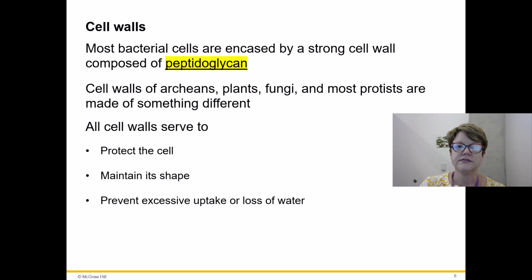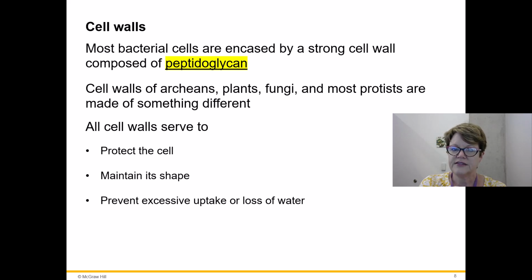Now, cell walls are common amongst most types of cells. The bacteria have them, the archaeans have them, the plants, the fungi, the protists. But even though all cell walls are made of carbohydrates, each group has a particular type of carbohydrate that makes its particular type of cell wall. In bacteria, it's called peptidoglycan, but in the archaeans and the plants and the fungi and the protists, it's made of a different carbohydrate in each case.